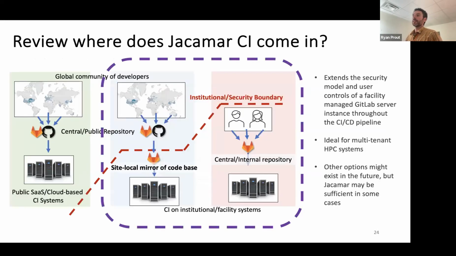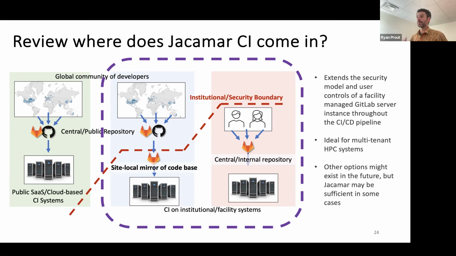And so Jacomar really fits these two scenarios on the right, as mentioned before. It extends the security model and user controls of a facility managed GitLab server to the CI/CD pipeline. That's that site local mirror instance. It's ideal for multi-tenant HPC systems. You can have it installed on the login node, make it available to projects in your site's GitLab repository, and then allow users to use the HPC system for builds and tests in their CI workflow.